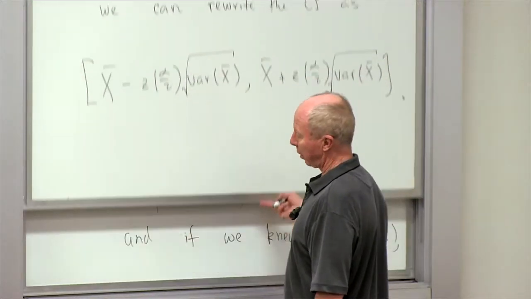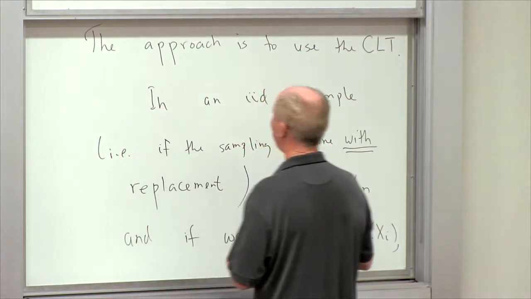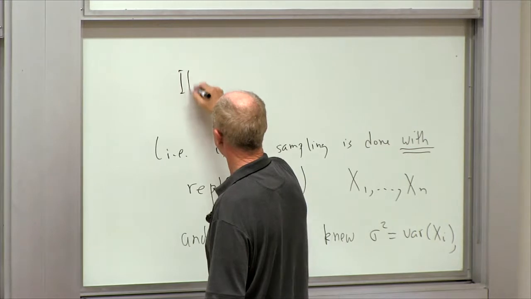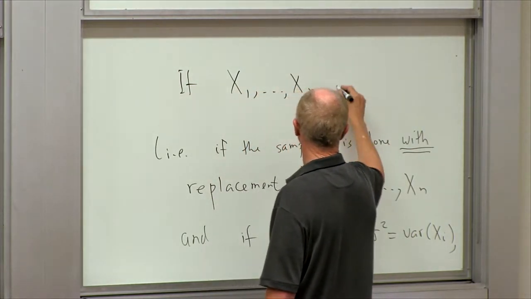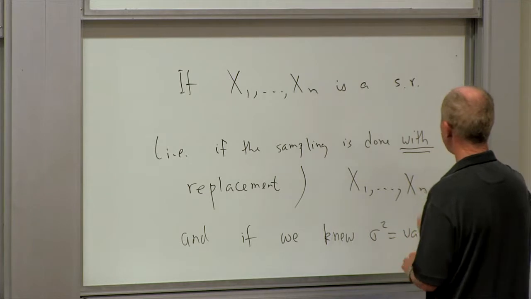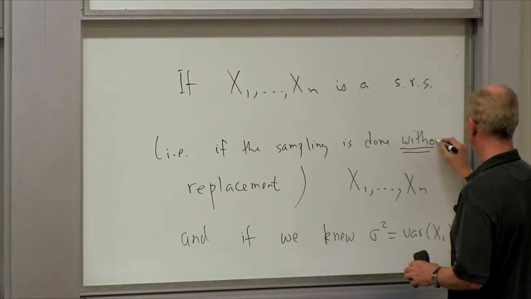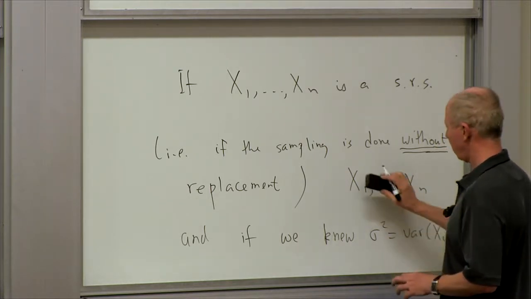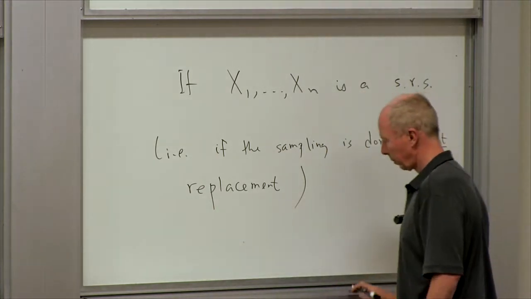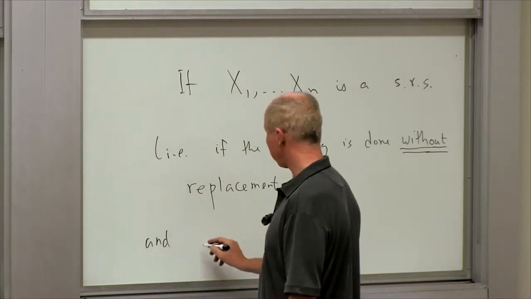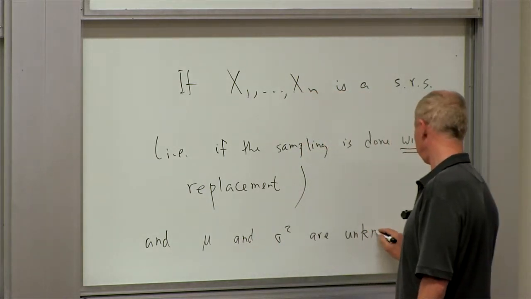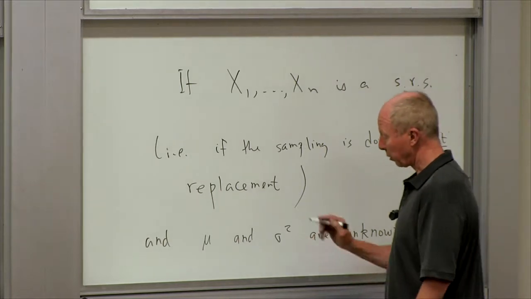Now let's pass to the case of sampling, if these are a simple random sample. Now we're sampling without replacement. And as is typical, mu and sigma squared are unknown. We still want a confidence interval for mu.